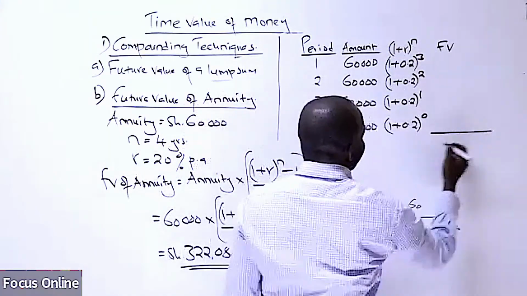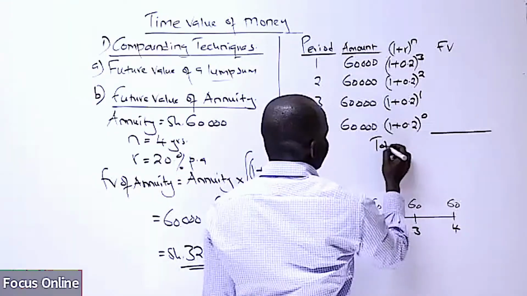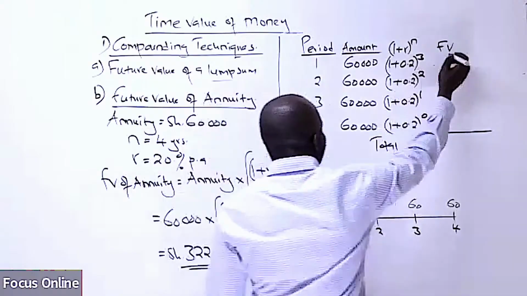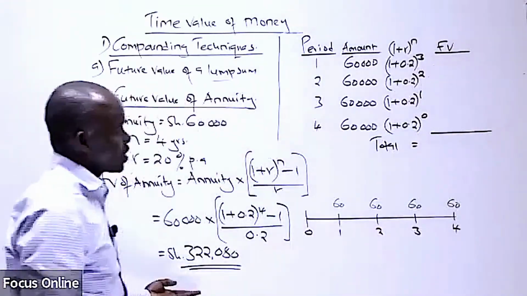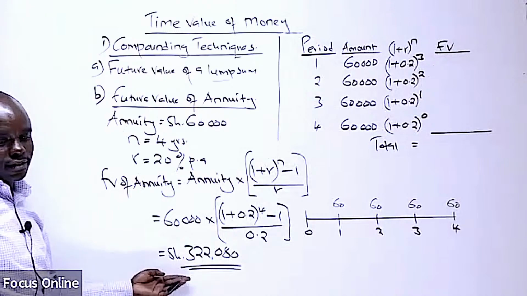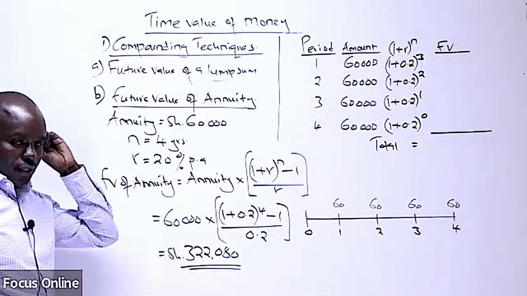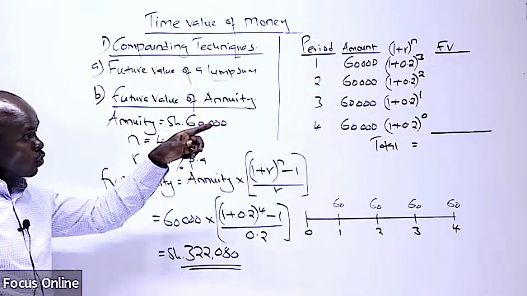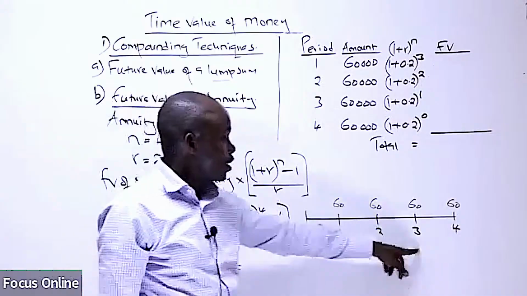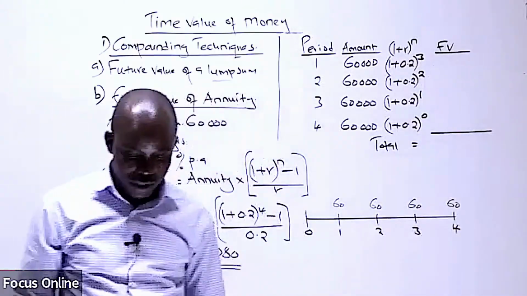So multiply and get the total. If you multiply and get the total, we should be getting the same answer as this. The reason why I just want you to get the concept here is power what, power what.